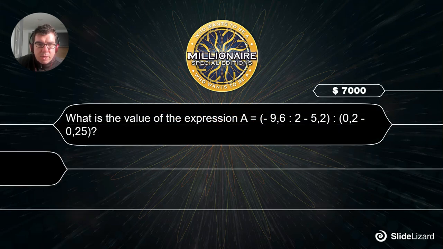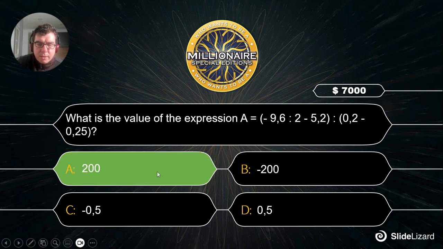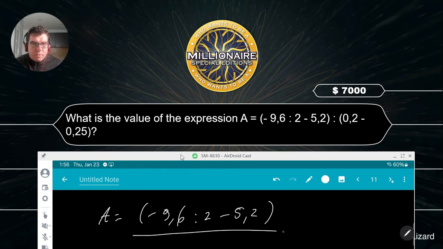What is the value of the expression? Did you find A? 200? 200 is correct. A equals, let me copy the expression. Minus 9.6 divided by 2 minus 5.2. I can write this division here as a fraction. So in the denominator I'll get 0.2 minus 0.25.